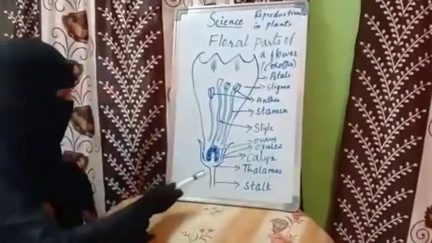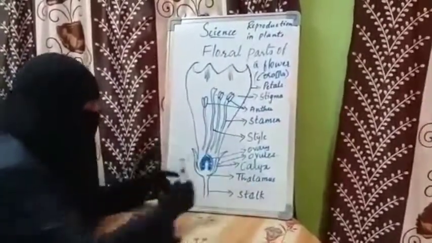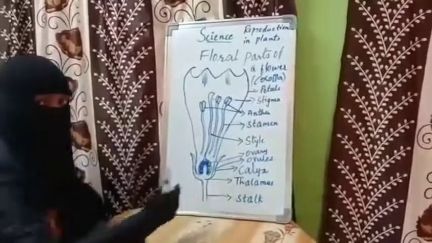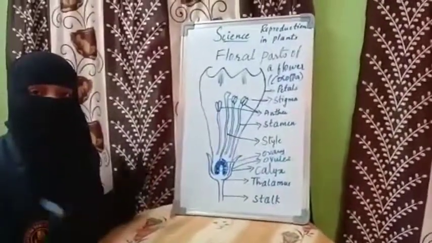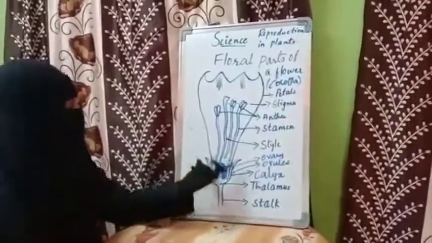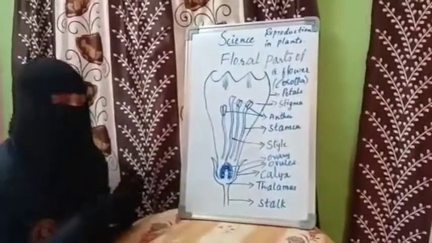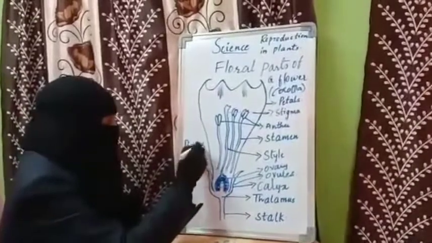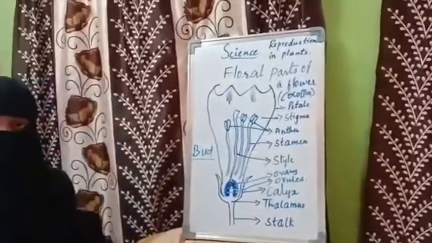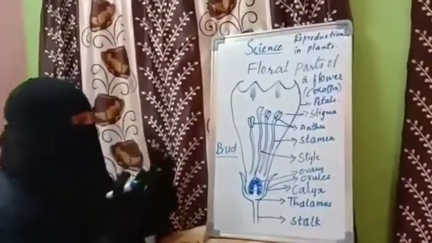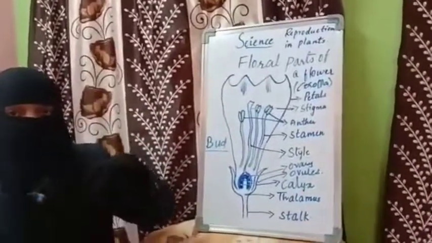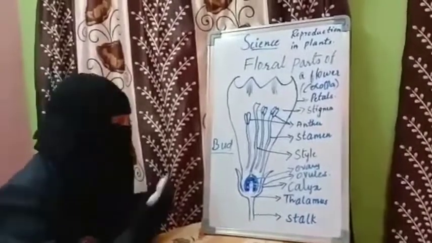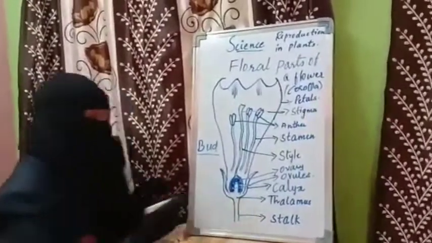Then above the thalamus, you can see sepals. You can see this calyx. These are the green colored structures which are present here, which will protect a flower. You have seen a bud of a flower. I am not talking about the bird. I am talking about the bud. B-U-D, bud. When you see a bud, you'll see all the floral parts are present inside, and that bud is covered with green color structures. Those green color structures are nothing but the sepals or the calyx.